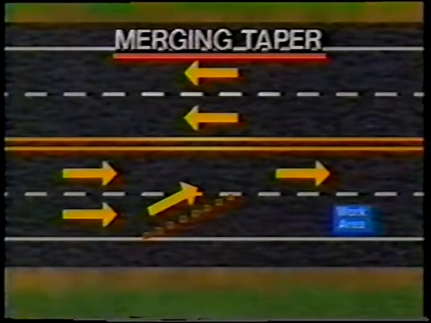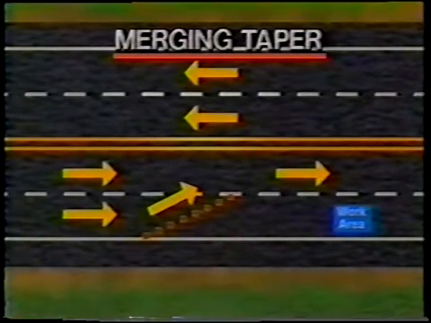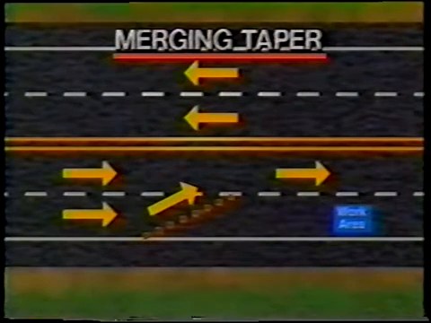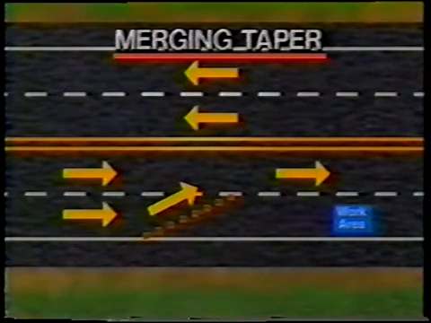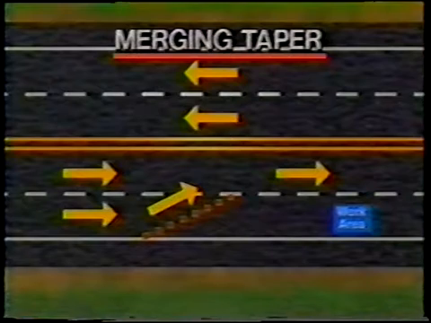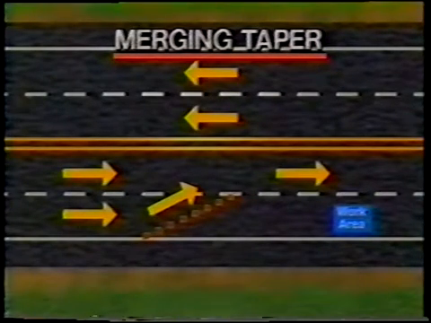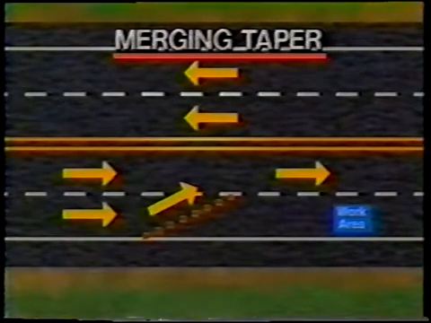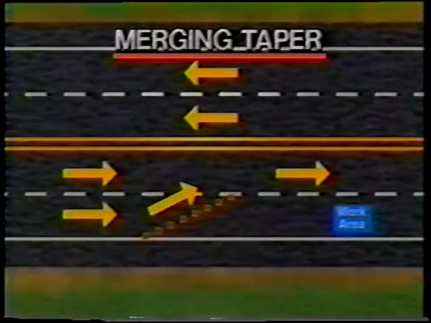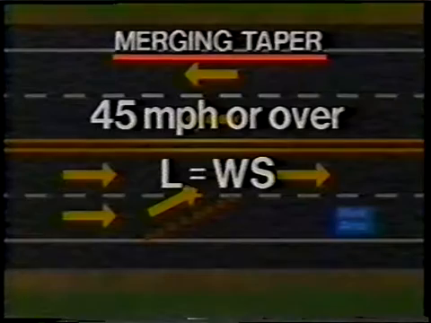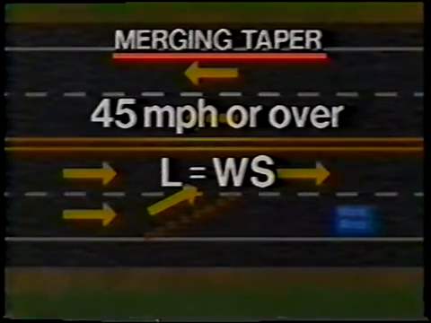The length of a merging taper, which is used to close a lane, is determined by the speed of traffic and the width of the lane to be closed. The 2 formulas for determining the length of tapers for lane closures are discussed in the Manual on Uniform Traffic Control Devices. For speeds of 45 miles an hour or greater, the merging taper length should be at least the width of the lane multiplied by the speed limit.